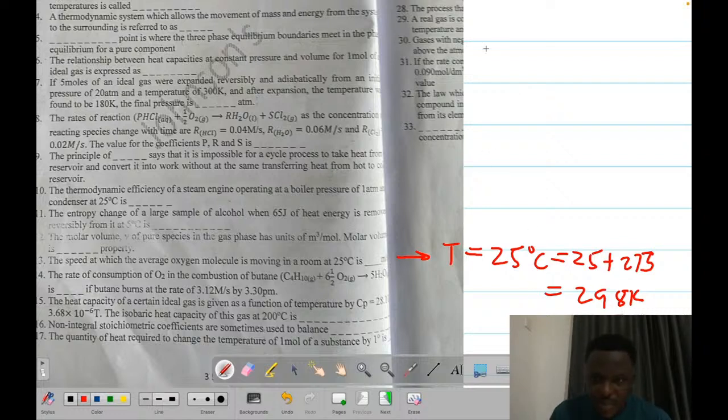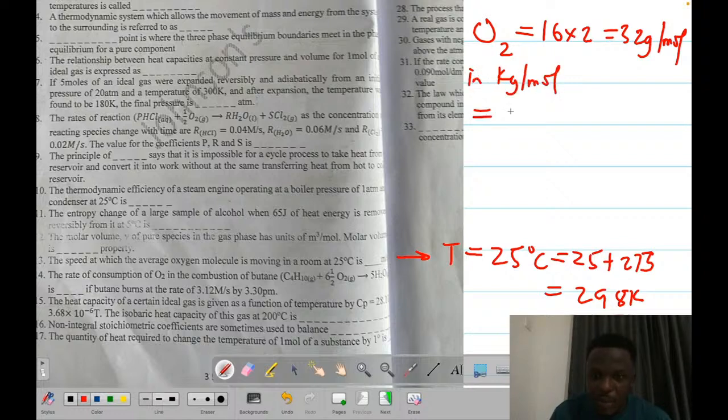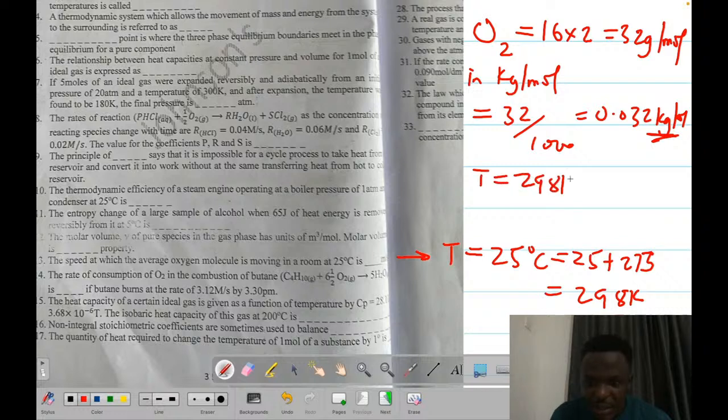Now, oxygen has molar mass of 16 times 2, which is 32 grams per mole. But the molar mass needs to be in kilograms per mole. It's a must. So in kilogram per mole, this becomes 32 divided by 1,000, which is 0.032 kg per mole. So this is the molar mass, right? And the temperature is 298 Kelvin. So let's see how to solve for this.